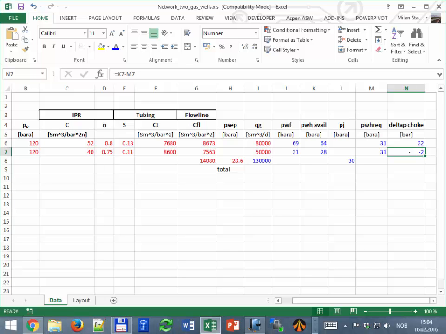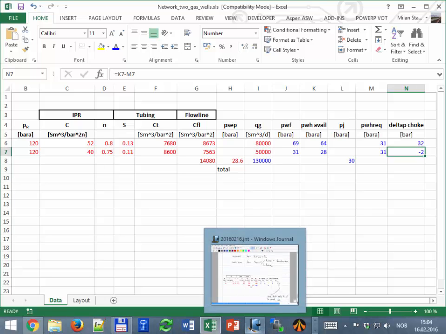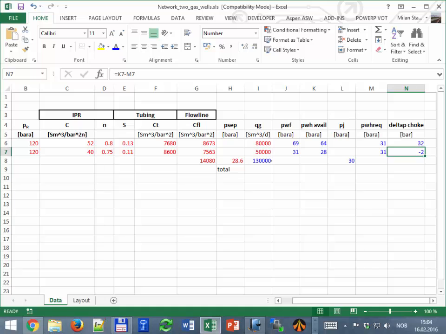You have to put something that gives that 2-bar pressure to the well. In this sheet, if we calculate the rates by constraining delta P choke to 0, then we will get the same results as in the natural equilibrium.